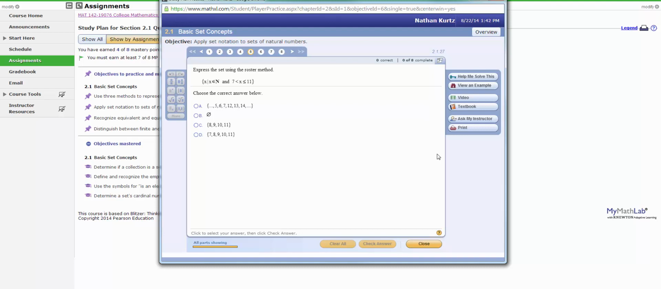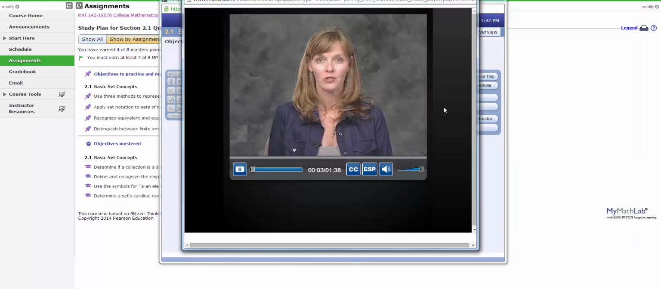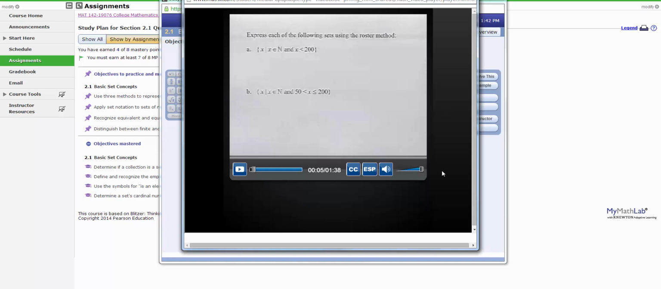There's always going to be other resources available for you as well, and for each problem there's a different number of them available. For instance, this problem has video and textbook as other learning aids. Video provides a video lecture by an instructor working through a problem nearly identical to it. It's a step-by-step lecture, just like if you were in class, where you can pause, fast forward, and rewind to make sure you understand the steps one at a time.